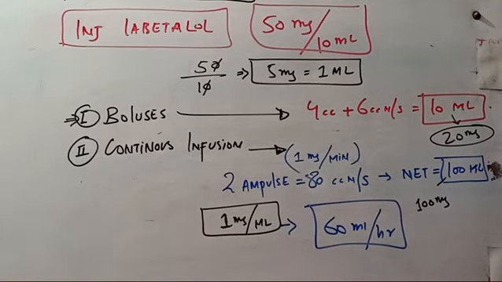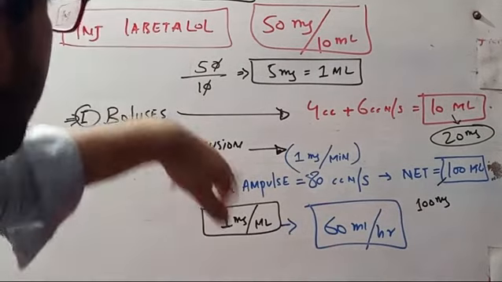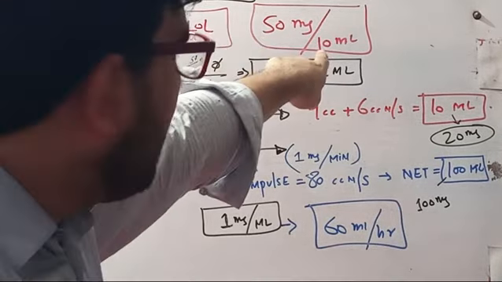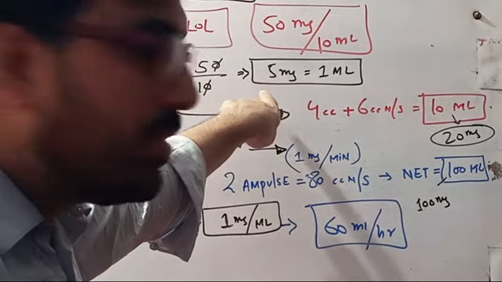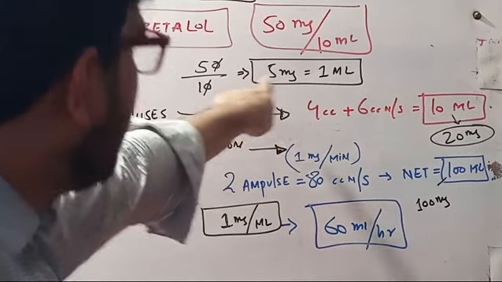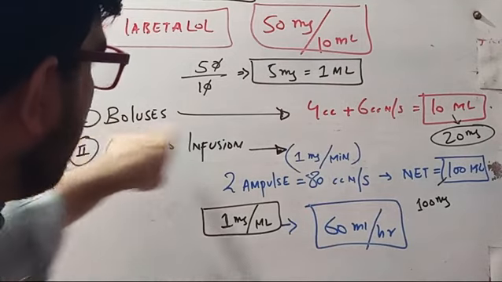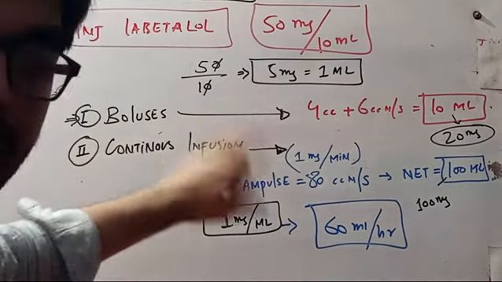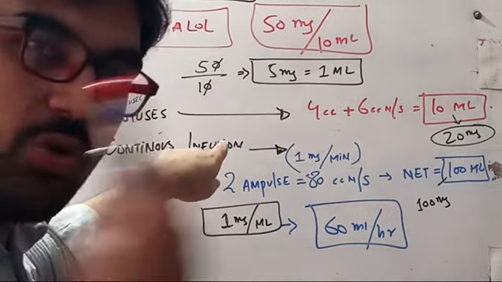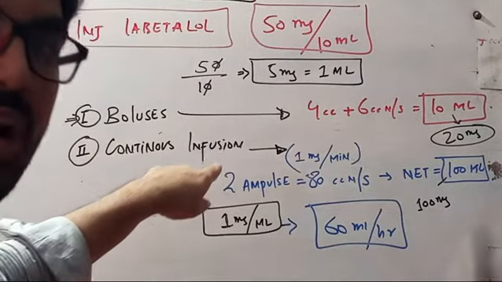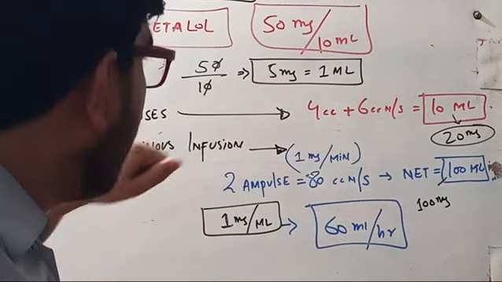So there are two methods in which we can use injection labetalol to reduce the blood pressure. It comes in the strength of 50 mg by 10 ml. So the 0 cancelled with 0, so 1 ml contains 5 mg. 1 ml of injection labetalol contains 5 mg of labetalol. So we are having two options: either give boluses or give continuous infusion, whichever you like. But continuous infusion requires frequent monitoring, 1 hourly, half hourly, and the boluses do not require that much frequent monitoring.